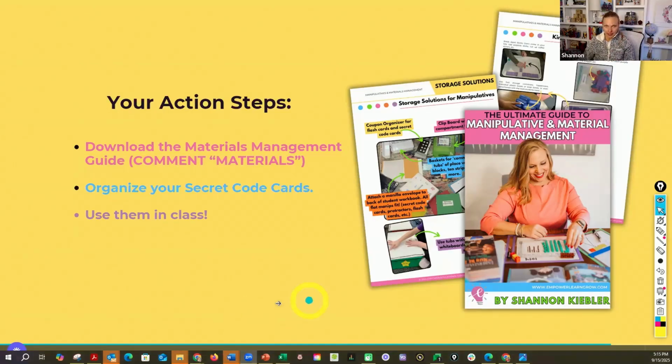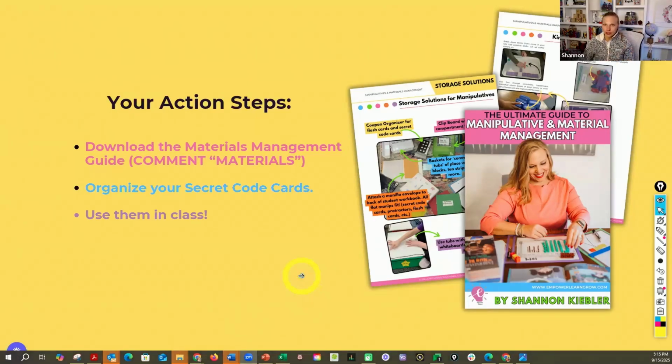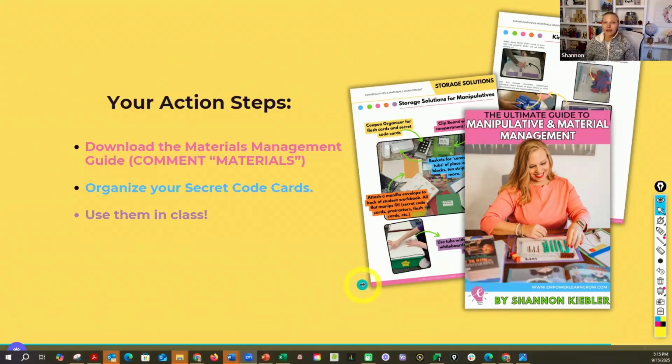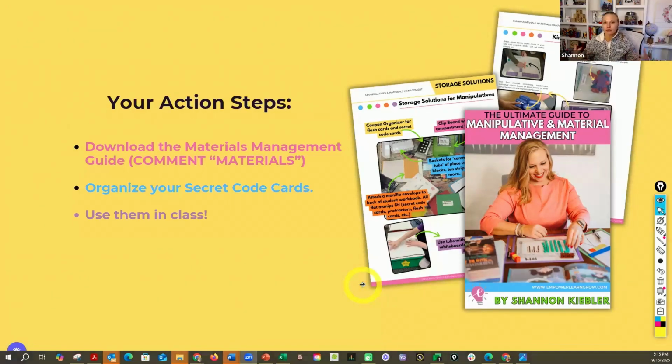Go get them organized. Then I want you just to use them. And I want you to embrace the suck. It's not going to go that well the first time. It takes practice of kids taking them out, putting them away. I would not store them in their desks. That's like asking for trouble.